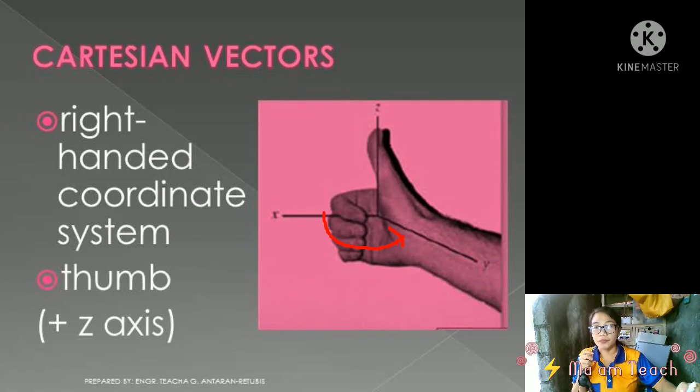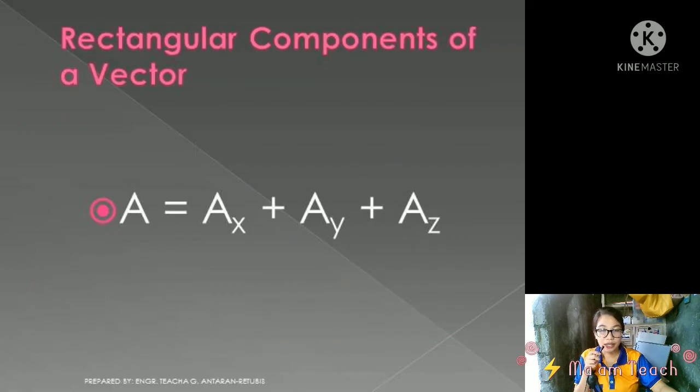Okay, now since we are using the Cartesian vector notation, how are we going to express it if we are trying to solve for the rectangular components? The vector will be expressed like this. If, for example, we have a vector A, it will be written as A is equal to A sub x plus A sub y plus A sub z. Take note, class, these are rectangular components, where A sub x is your x component, A sub y is your y component, and A sub z is your z component. Now take note, this A sub x, A sub y, and A sub z are just magnitudes. Okay, these are just magnitudes, class.